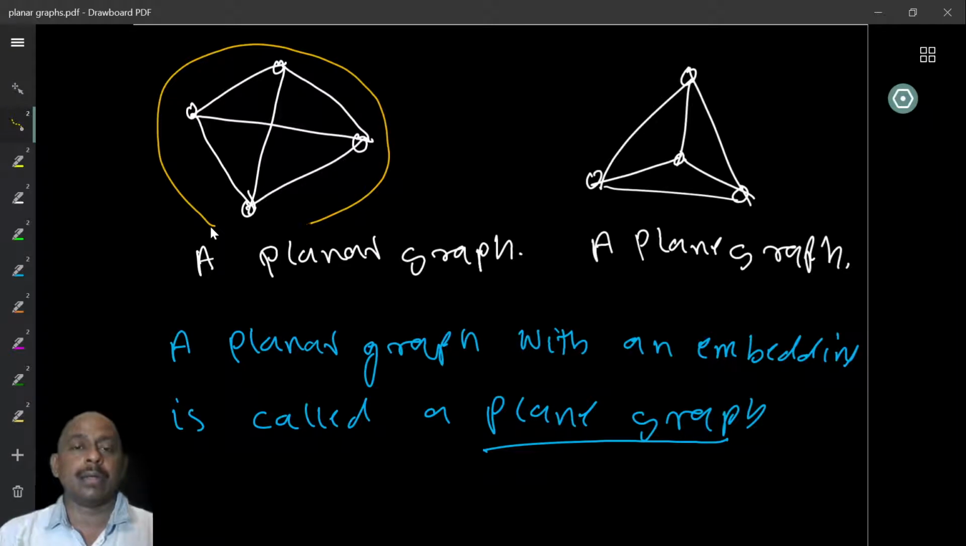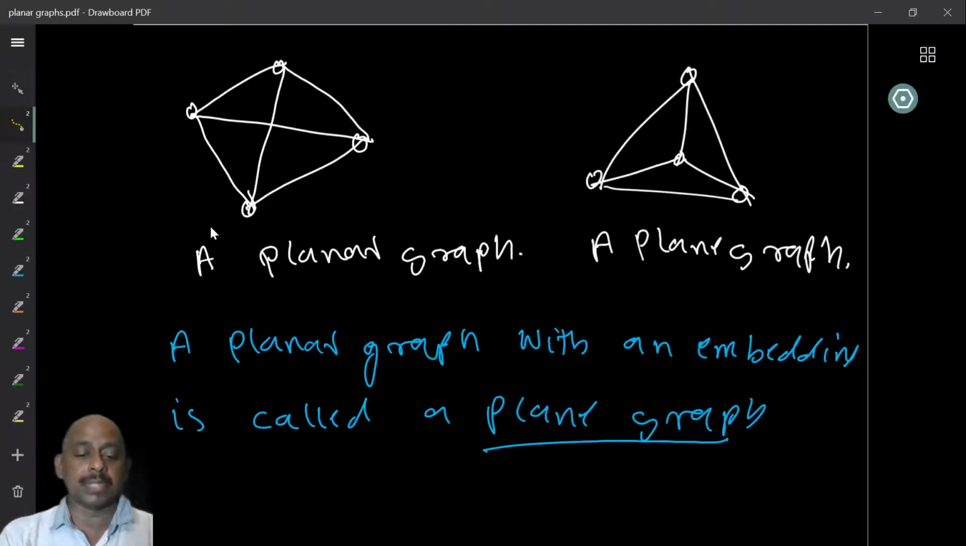You have this planar graph whose given embedding is not a planar embedding. It's not an embedding on the plane. But the graph is planar because it admits a plane embedding. If you look at the second picture, it's the same graph with a different embedding, which is also an embedding on the plane.